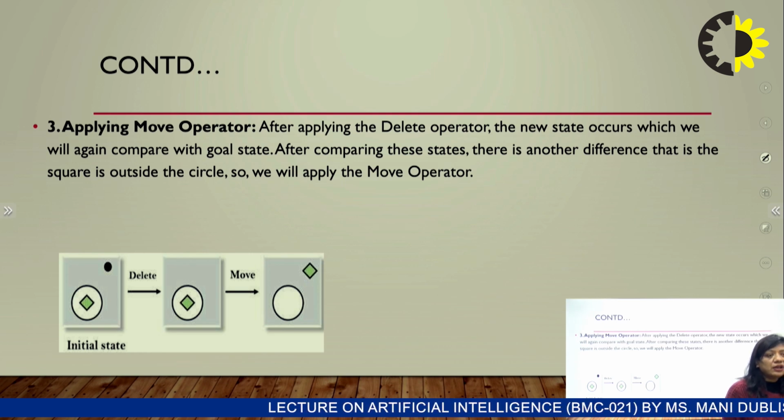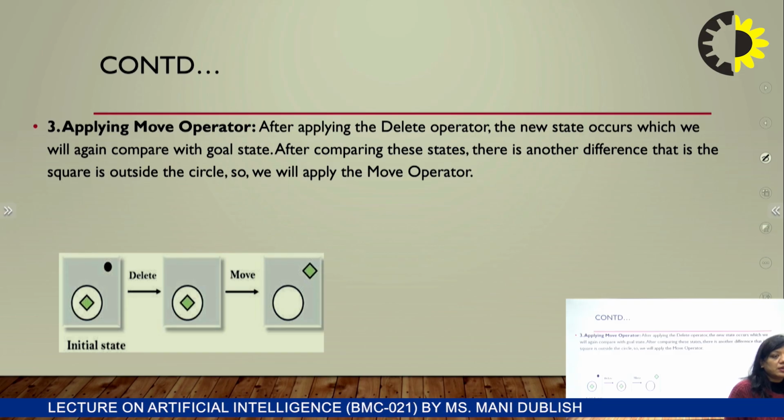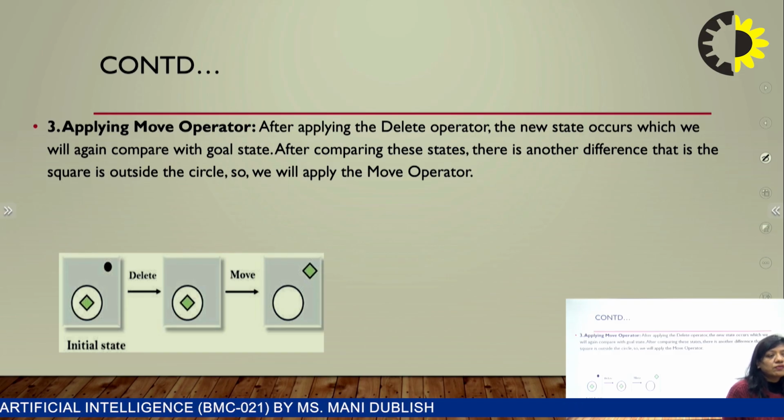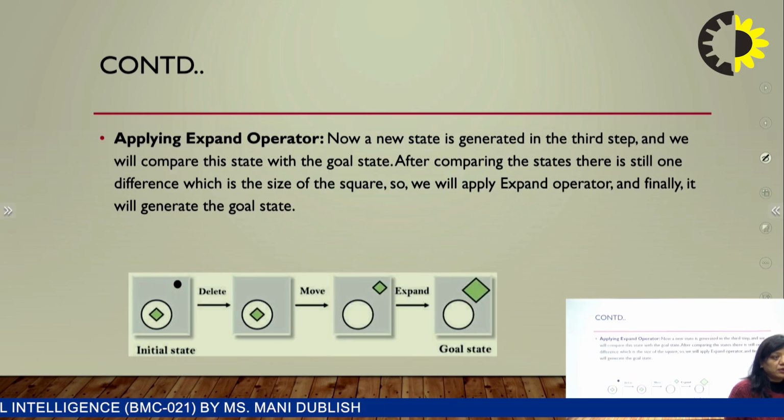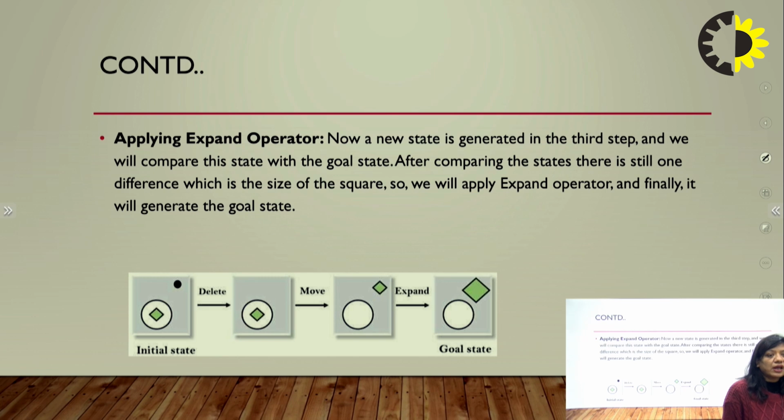After applying the delete operator, the new state occurs which we will again compare with the goal state. After comparing, there is another difference, that is the square is outside the circle. So we will apply the move operator. Now applying the expand operator, a new state is generated in the third step and we compare it with the goal state. There is still one difference, which is the size of the square. So we will apply the expand operator and finally generate the goal state.